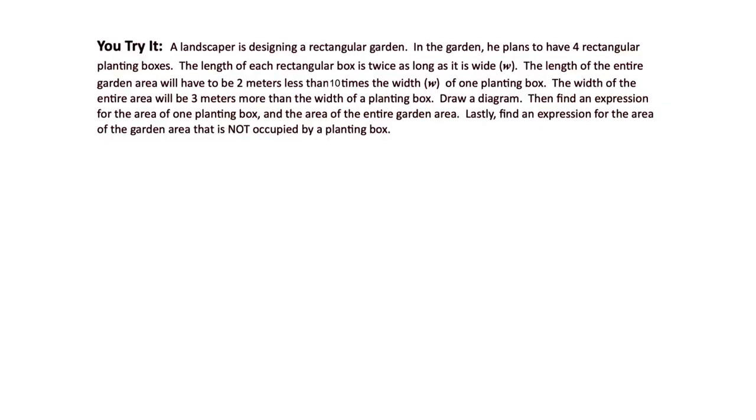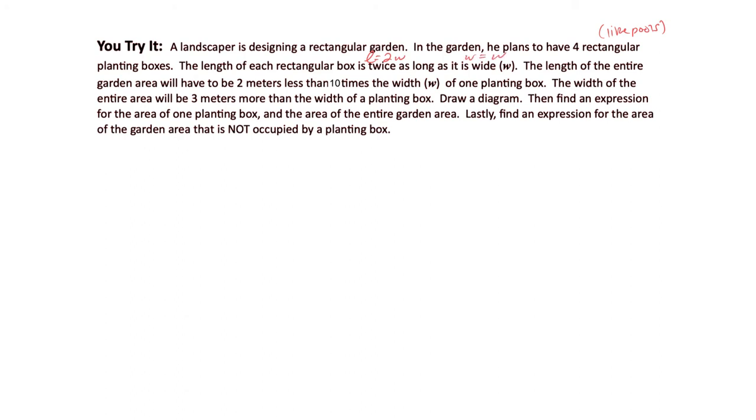All right, so now this is the actual question that you're going to answer for your final exam. It says a landscaper is designing a rectangular garden. In the garden, he plans to have 4 rectangular planting boxes. So you can think of these as like the pools, but there's 4 of them. The length of each is 2 times the width, so length is 2w, and the width would just be w.